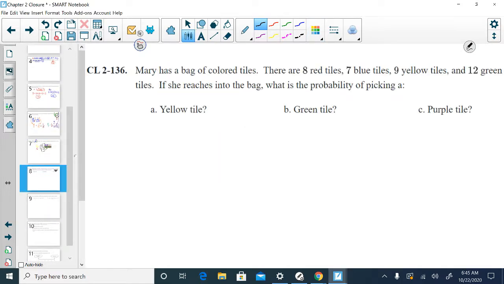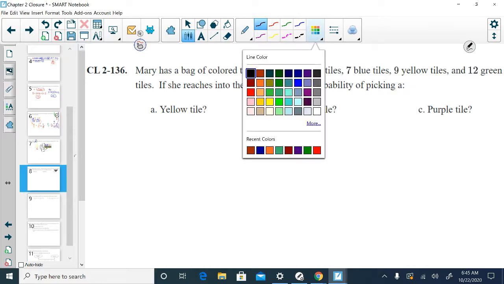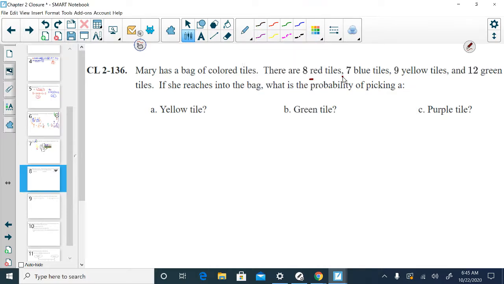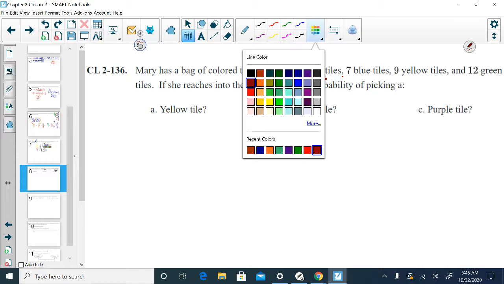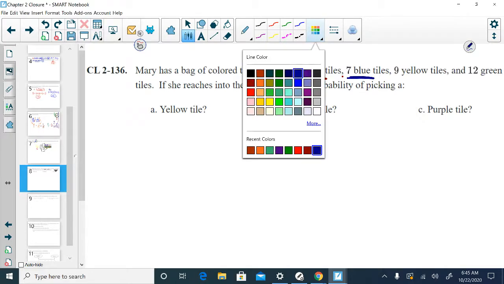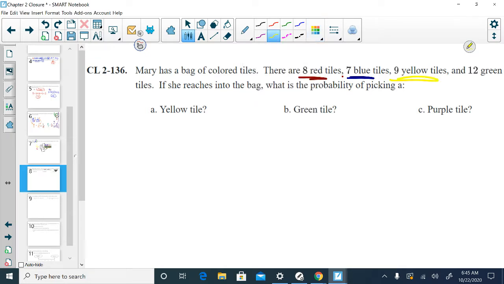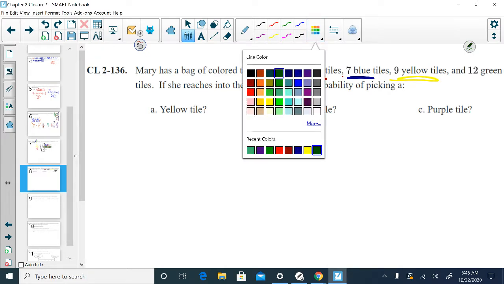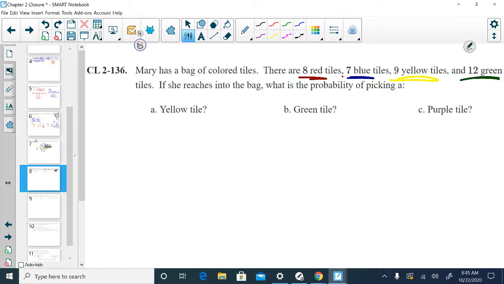Mary has a bag of colored tiles. There are 8 red tiles, 7 blue tiles, 9 yellow tiles, and 12 green tiles. If she reaches into the bag, what is the probability of picking the following? Well, I'm a color coordinated guy, so I'm going to try my best to underline the different components I'm working with here. So 8 red, 7 blue, 9 yellow, and finally 12 green. So now I don't even need to really read the problem through. I have my colors right there.